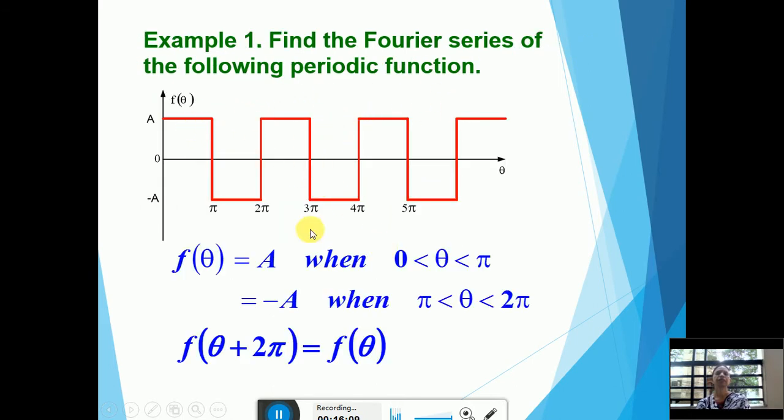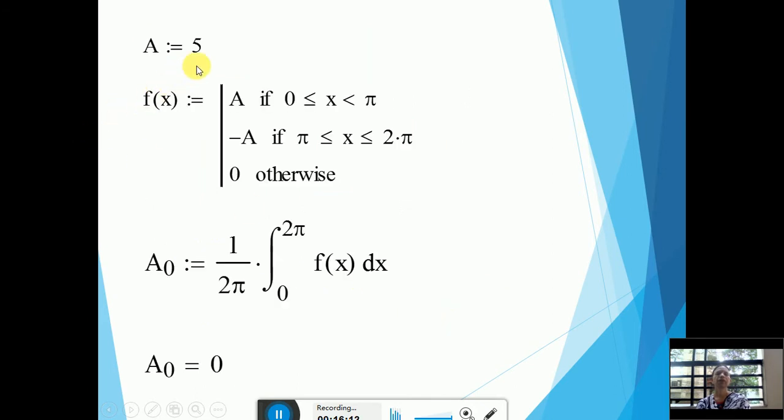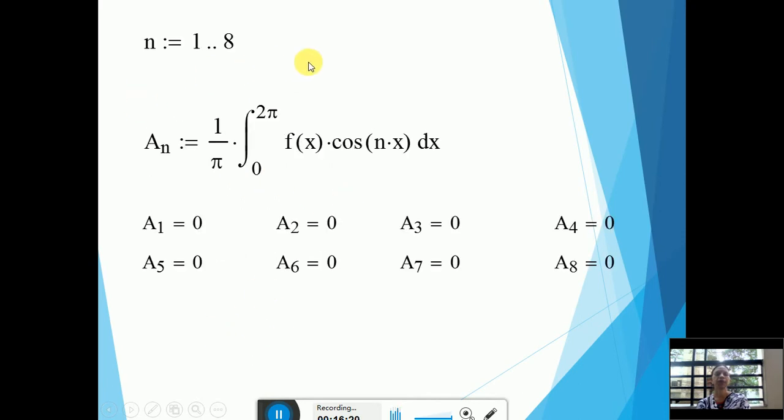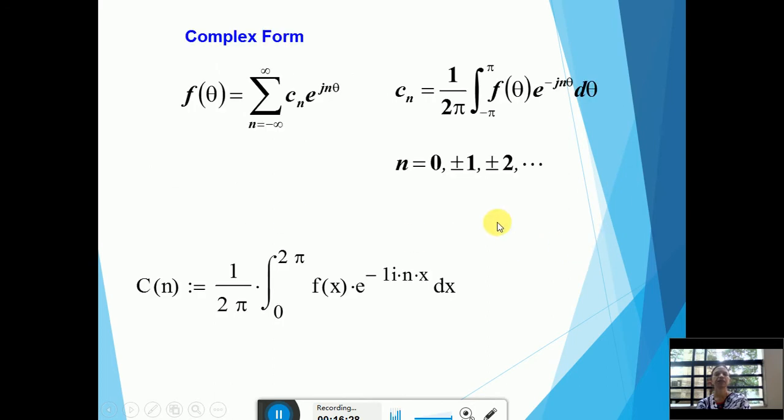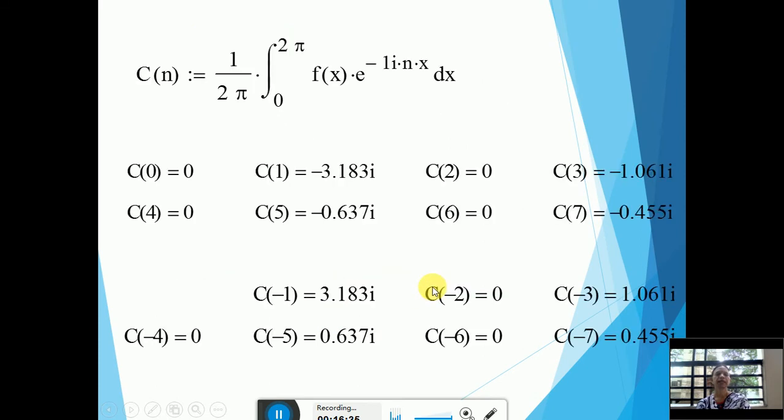So if you want to find the Fourier series of this function, as before, you take a equal to 5. For this, a0 is 0. For n equal to 1 to 8, calculate. Again use trigonometric relations. This is what you are getting: Bn for 8 values. So the complex form of this can also be expressed like this. Cn is like this. I'll evaluate the constants up to 8. This is what you are getting.